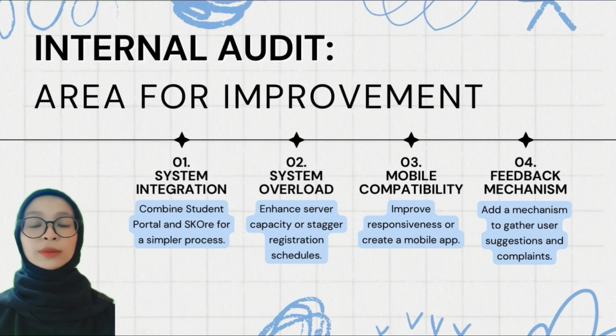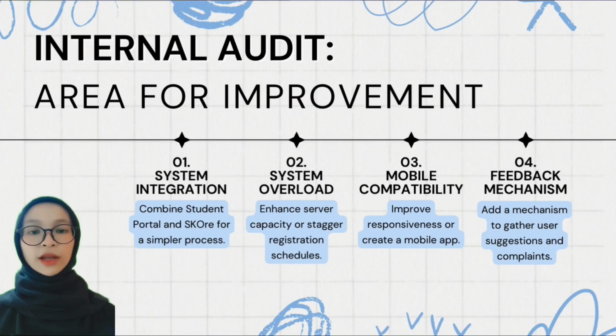For mobile compatibility, many students may prefer accessing this service on their smartphone. Improving mobile responsiveness or developing a dedicated mobile app could enhance usability. Feedback mechanism. Adding a feedback option after the registration process can help identify and address user pain points effectively.